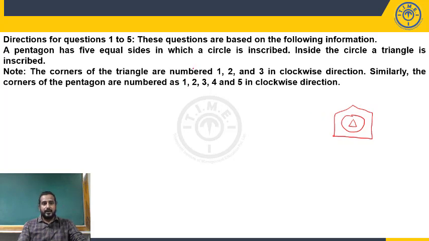The corners of the triangle are numbered 1, 2, 3 in clockwise direction. Let us start from here. It need not be this particular position, but I am starting here: 1, 2, 3. Similarly, the corners of the pentagon are numbered 1, 2, 3, 4, 5. Okay, you may start from here, it does not matter, 1, 2, 3, 4, 5 in clockwise direction, right? So we have just followed the instructions.